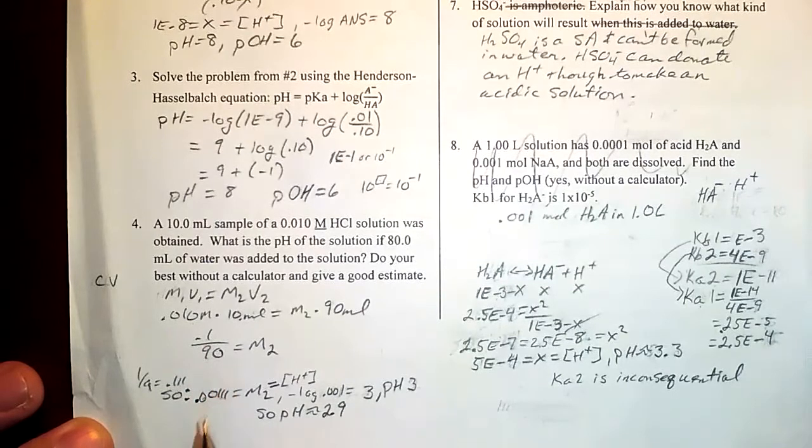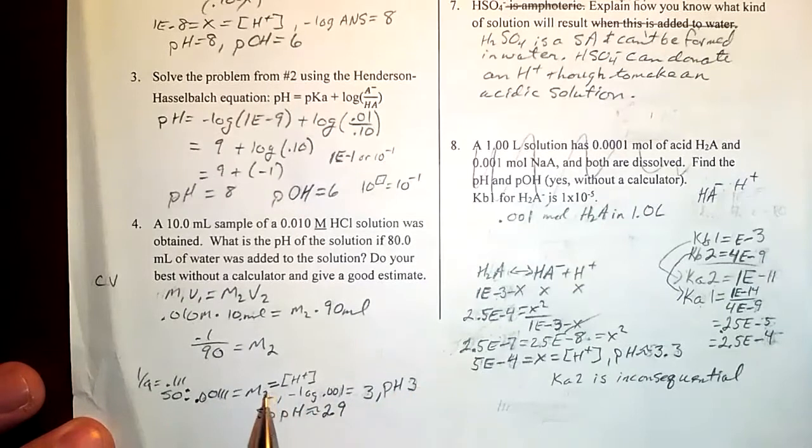Now this is the molarity of the H plus. So to get pH, I would take negative log of that, but I don't have a calculator, but I can get something pretty good here. Let's just pretend that it was 0.001, which is 1 times 10 to the negative 3. So if I had that, then negative log of that would be 3, and pH would be 3.